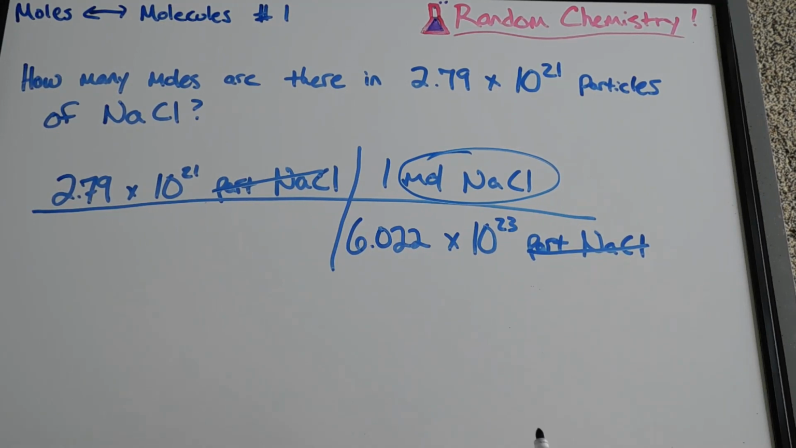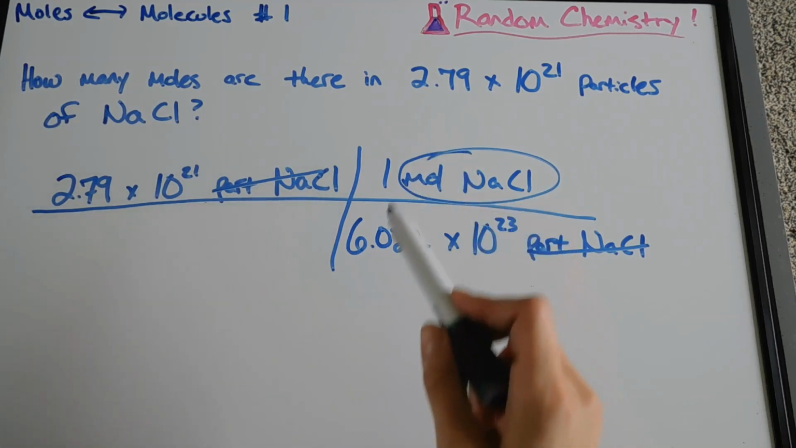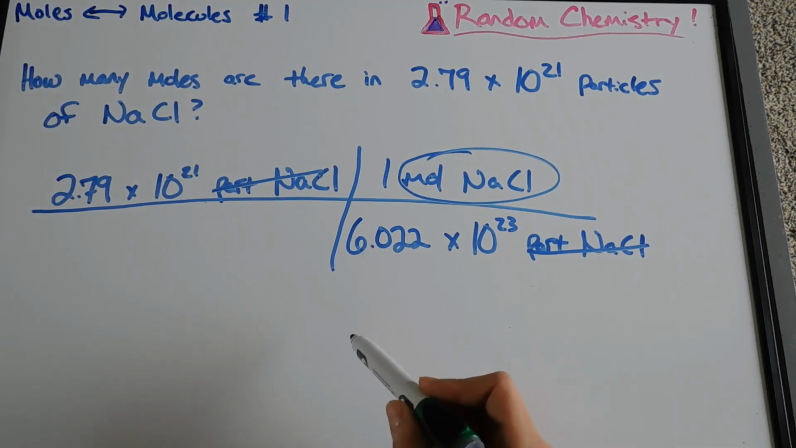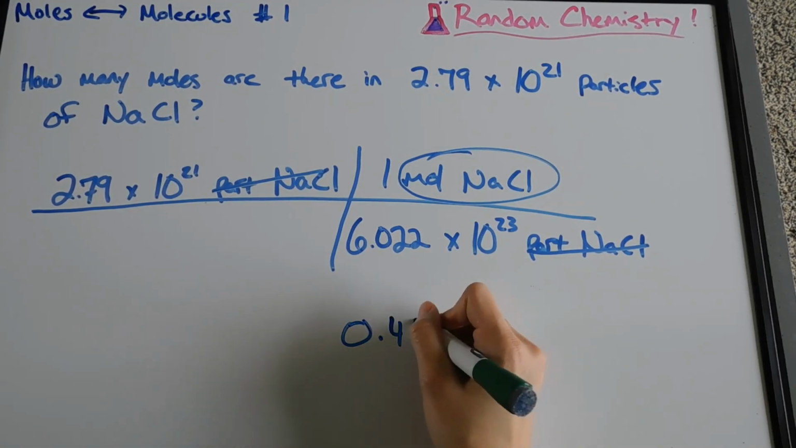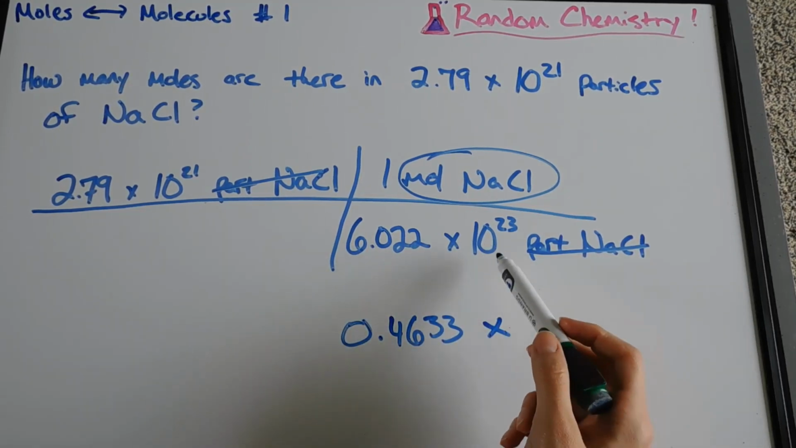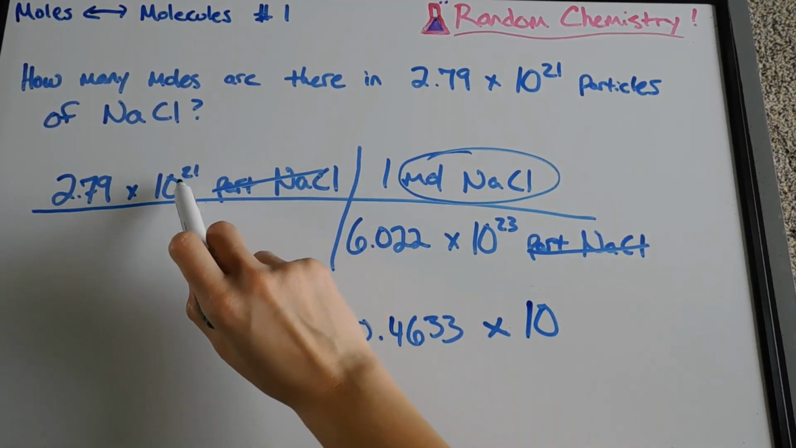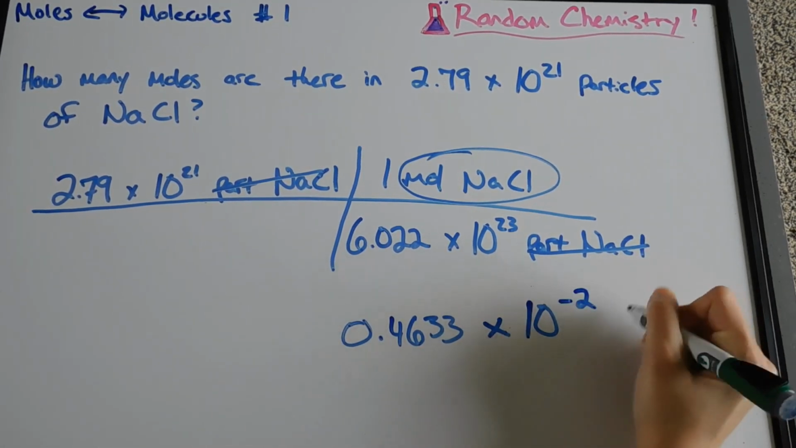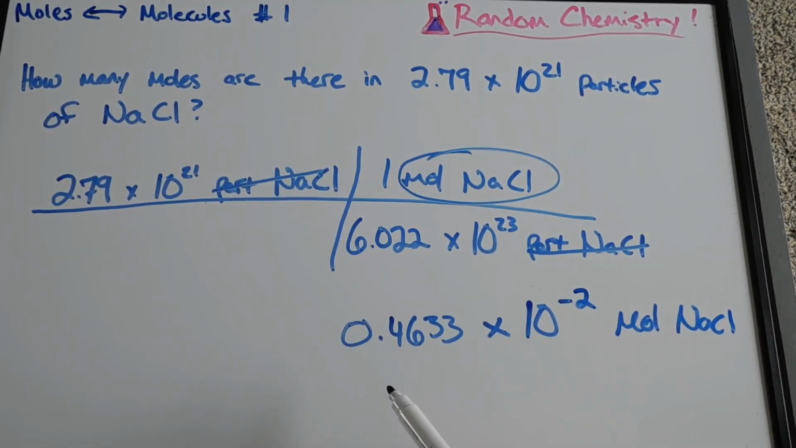And now we plug this into our calculator. 2.79 times 1 divided by 6.022. And when you plug this into your calculator, you're going to get 0.4633. And then now we need to worry about our exponents because our exponents didn't cancel out. So it would be times 10, and it would be 21 minus 23. So that is a -2. So this is written in scientific notation.